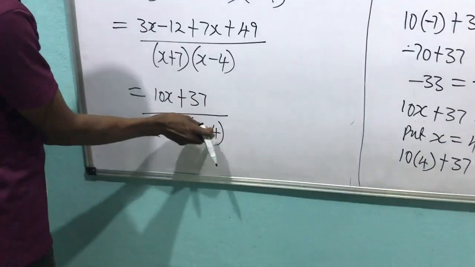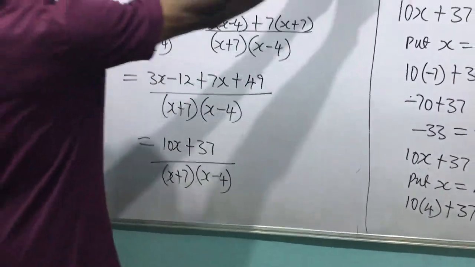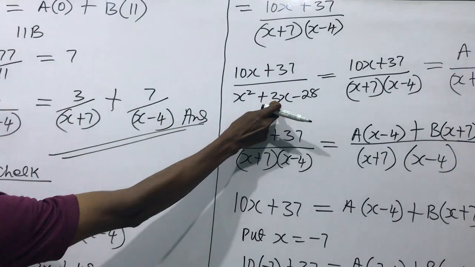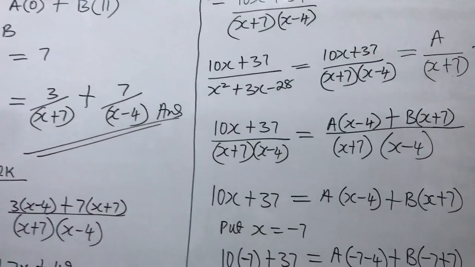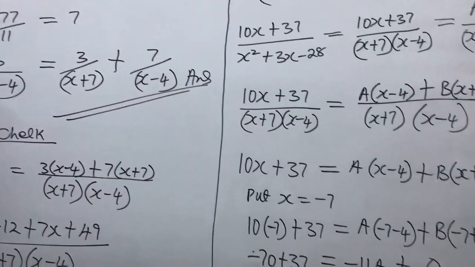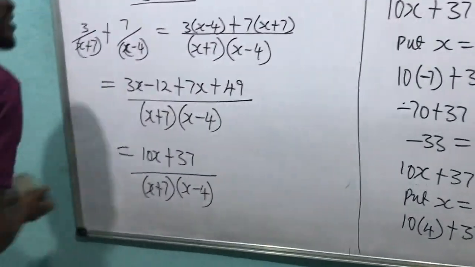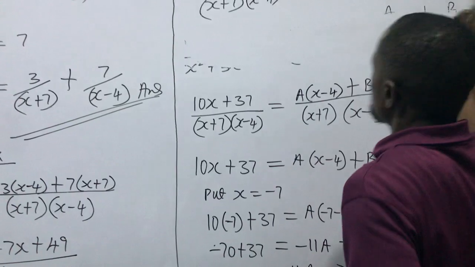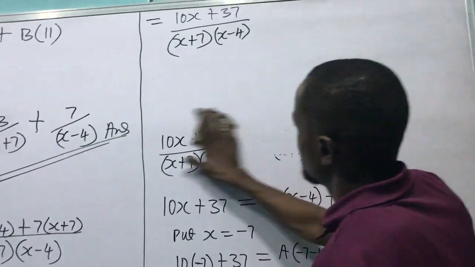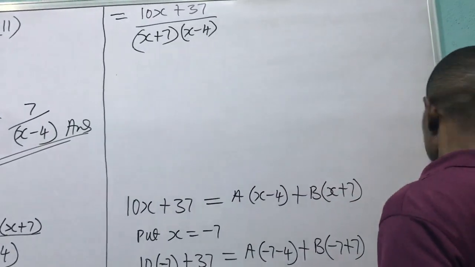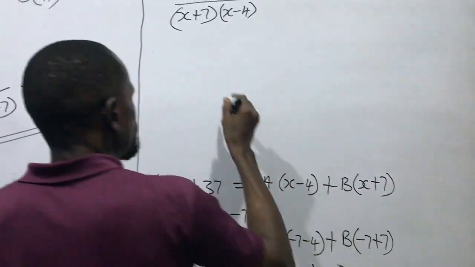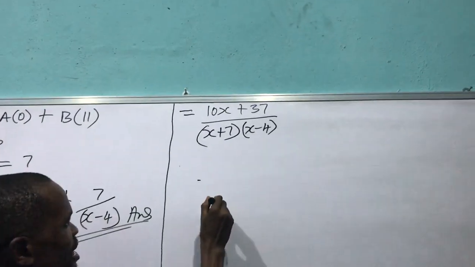If we expand this, can we expand it? If we expand this, you will get x squared plus 3x minus 28, and that's our compound fraction. Can we expand it? Let's also use a minute to just expand it over here for the doubting Thomases. See how it is. So I have this to expand. Look at it.